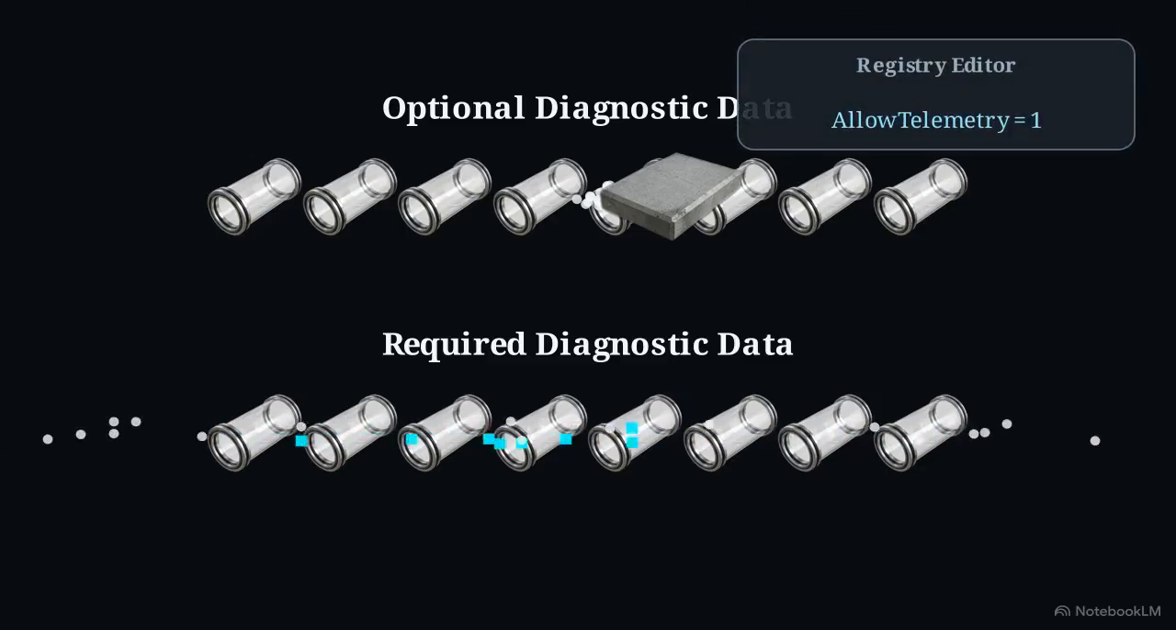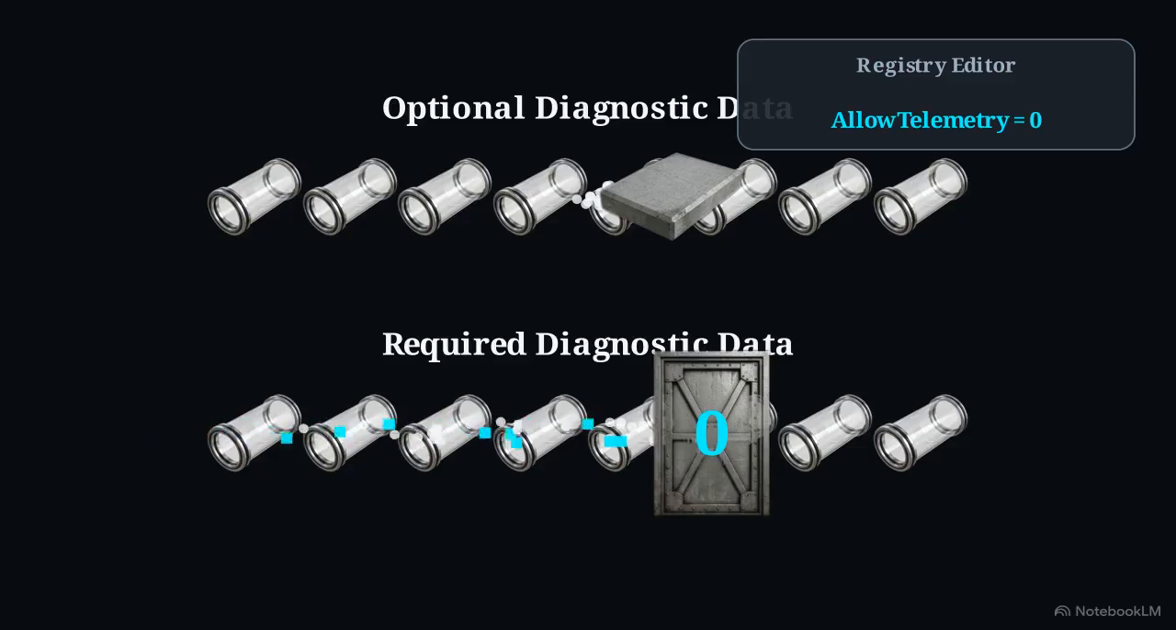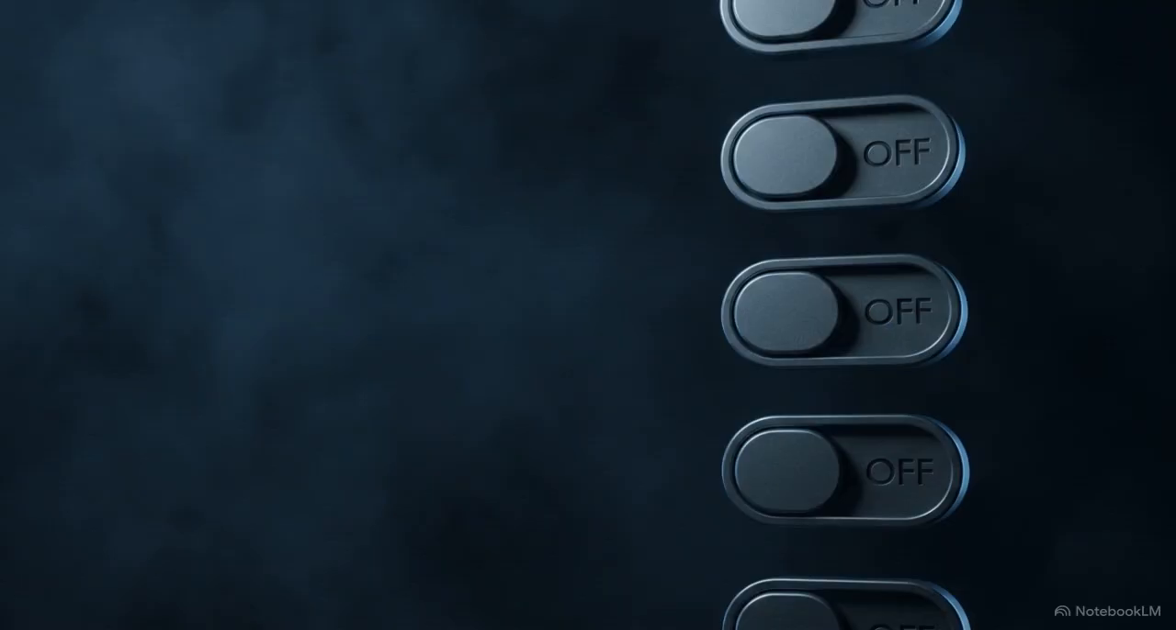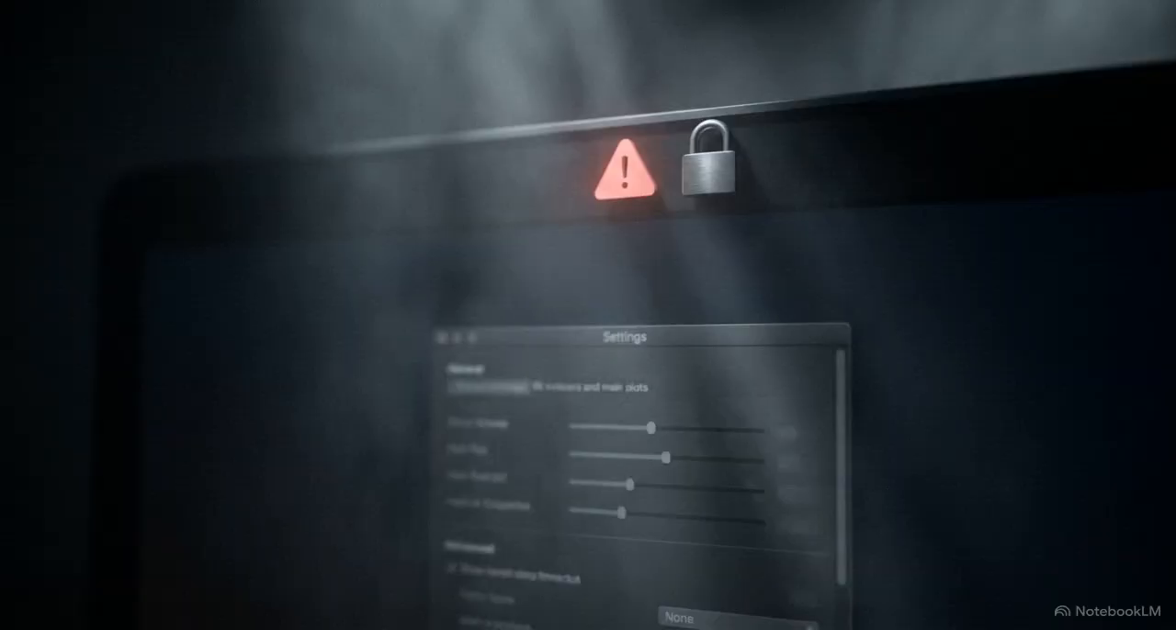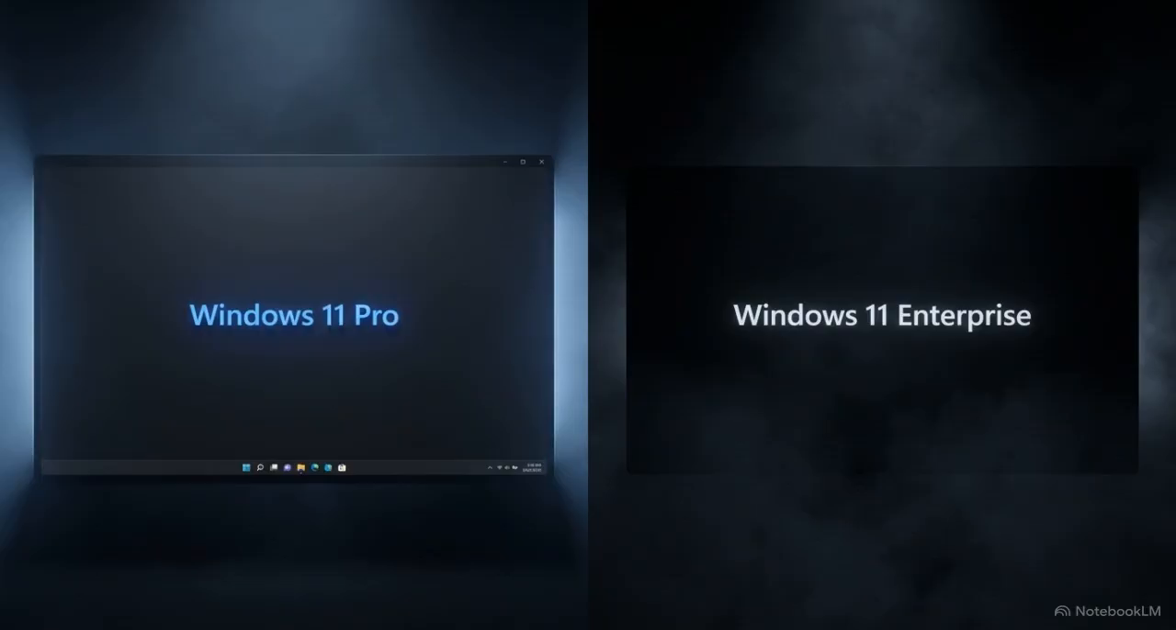Power users often attempt to block this flow using the registry editor. By manually setting the Allow Telemetry policy value to 0, they attempt to force the system into a state that stops even the required diagnostics. This change is visible on the surface of the OS. The privacy toggles in your Settings app will become grayed out, with a message stating that these settings are managed by your organization.